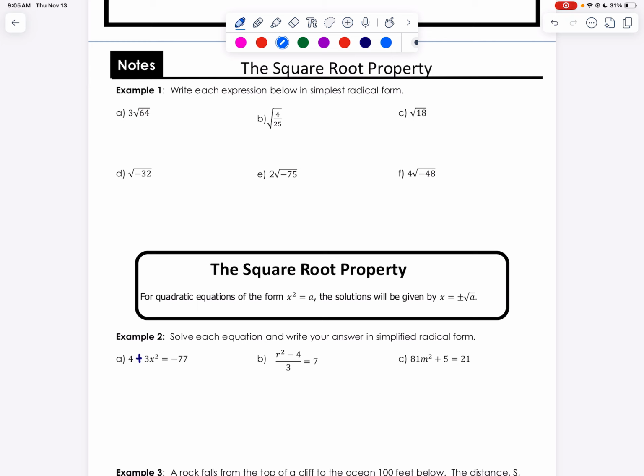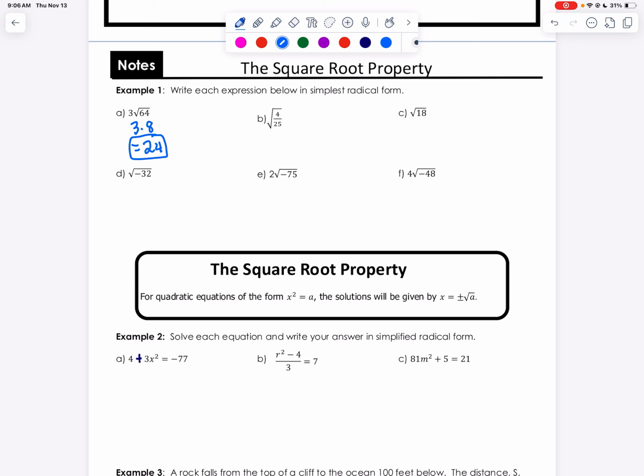So in problem A, we have 3 times the square root of 64. Now, hopefully you remember that the square root of 64 is 8. So this is simply 3 times 8, which would give us 24.